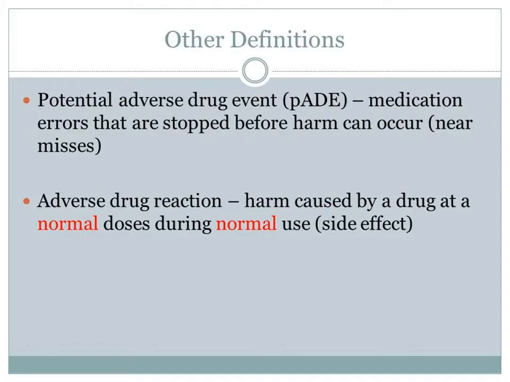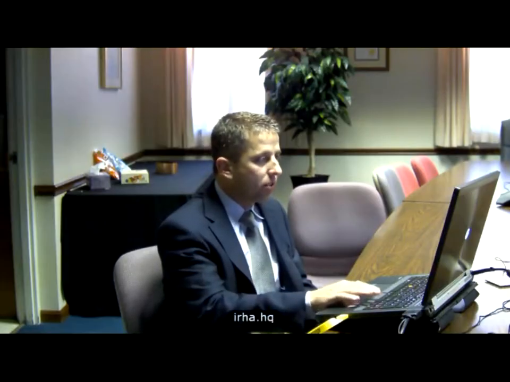Some other definitions. A potential adverse drug event is exactly what it sounds like. It's a medication error that is stopped before harm can occur. And then an adverse drug reaction or side effect is harm that's caused by a drug at a normal dose during normal use. And I'm going to show you a graphic which incorporates all of what I've just talked about into a picture that sums everything up.